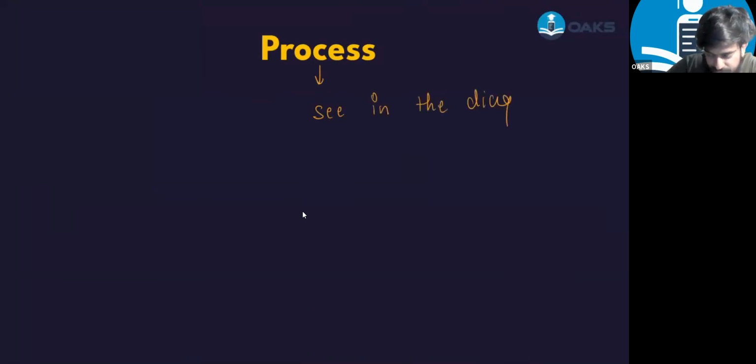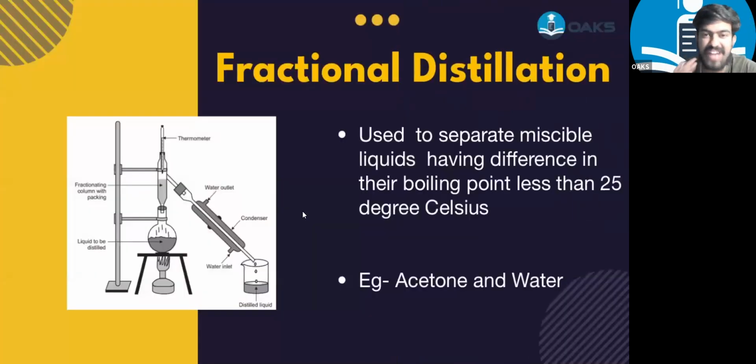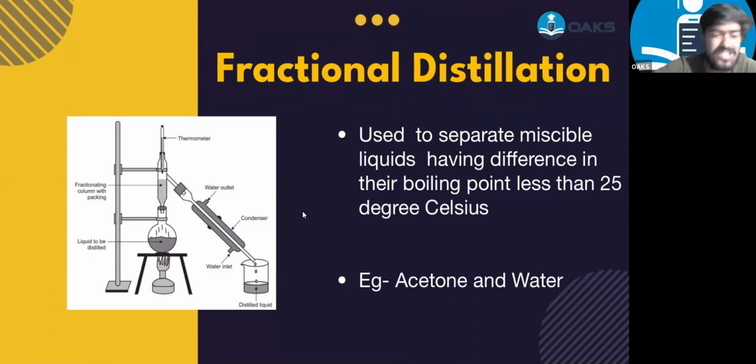That's great. Now, let's move forward and have another method, which is known as the fractional distillation method. Everything will be the same as distillation, but there will be some difference. This is used to separate liquids which have a boiling point difference of 25 degrees Celsius.